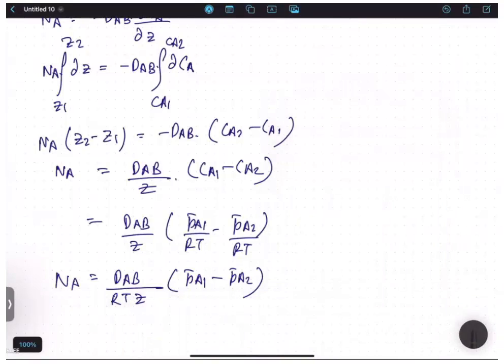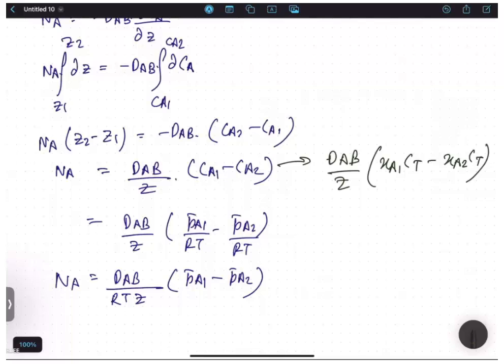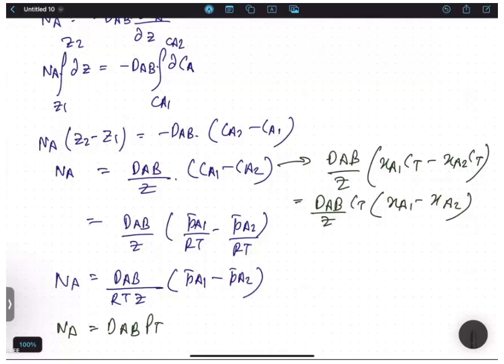Suppose you want to write it in terms of mole fraction. From here only you can write DAB by Z. Just take CT common from the entire thing. So Ca1 will be XA1 into CT, and Ca2 will be XA2 into CT. Just take CT common. You will be getting DAB by Z CT into XA1 minus XA2, and from here you can take PT common. So this will be Na is equals to DAB into PT by RTZ and into Ya1 minus Ya2.